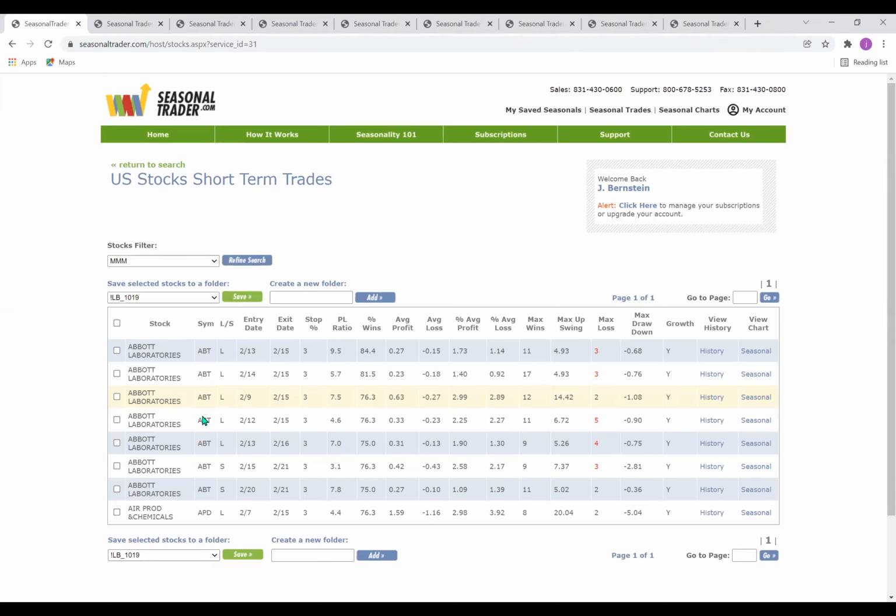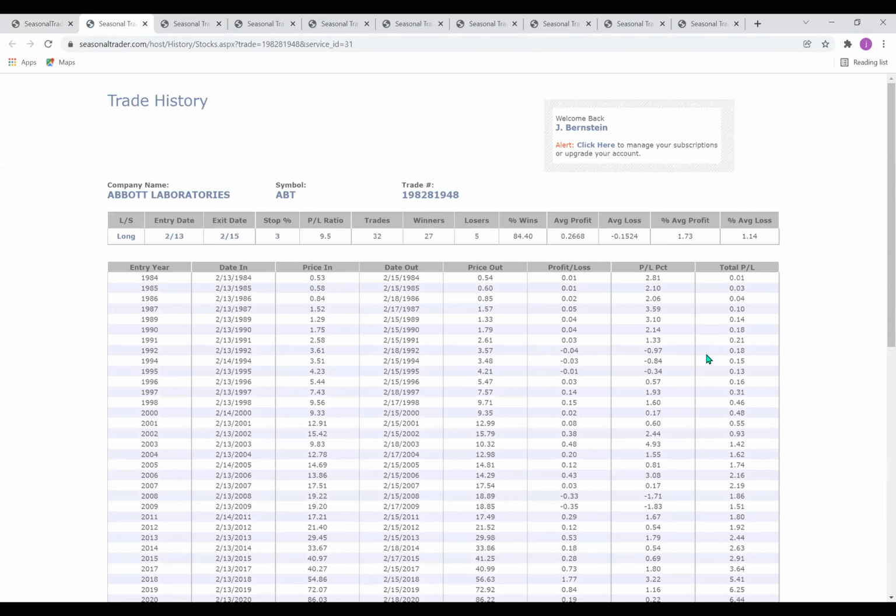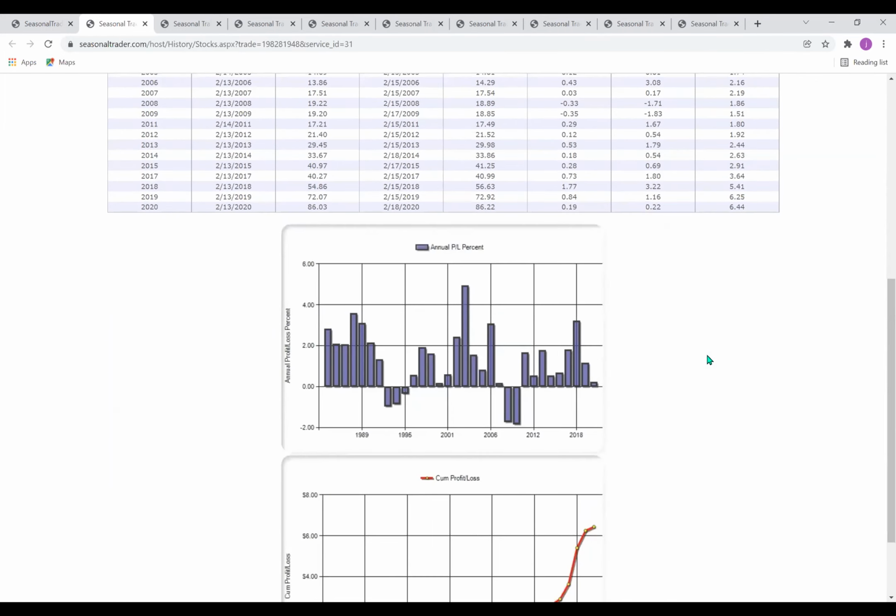You will notice that the first few trades, Abbott Laboratories, are long, and then there's some shorts. The computer puts the best trade in the first position. 84% wins. Let's look at the history. And remember, this is a short-term trade. It only lasts a few days, 5 days, perfect for options. And here's the track record, like so.